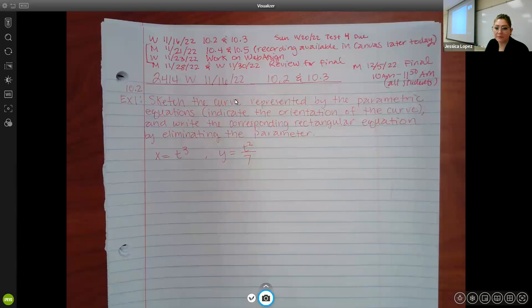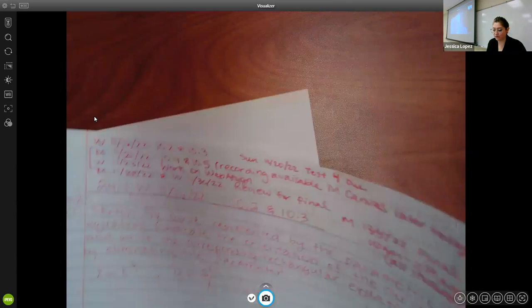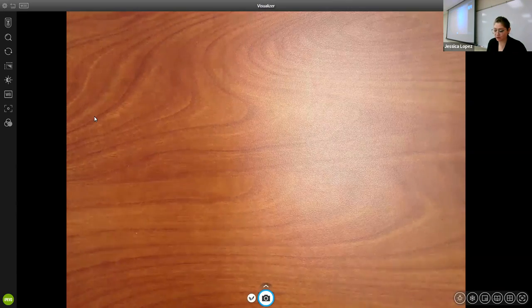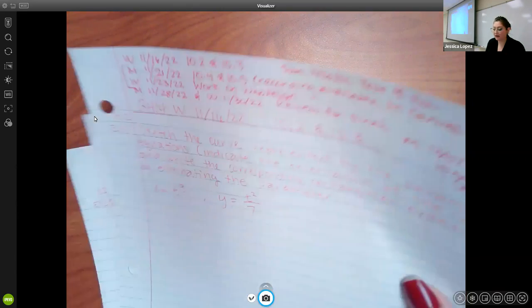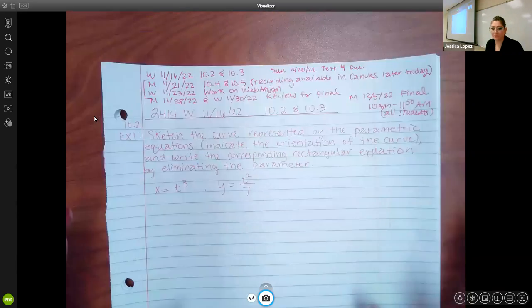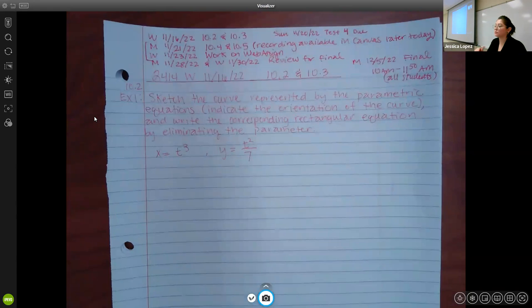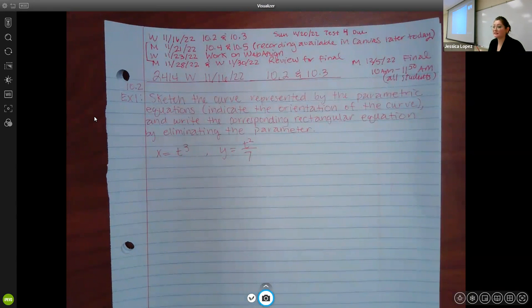Okay. So for this particular section, it just says to sketch the curve represented by the parametric equations and then indicate the orientation of the curve. So with our parametric equations, they're using t, and t just typically represents time.